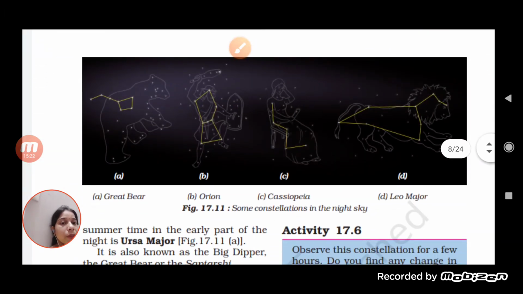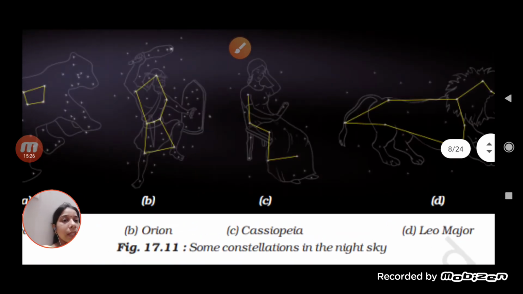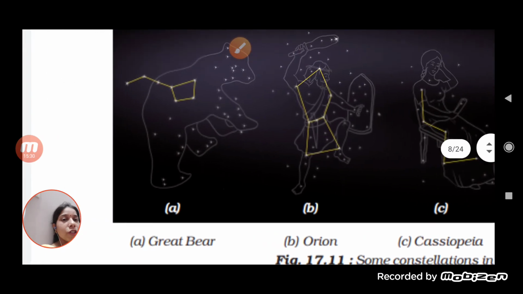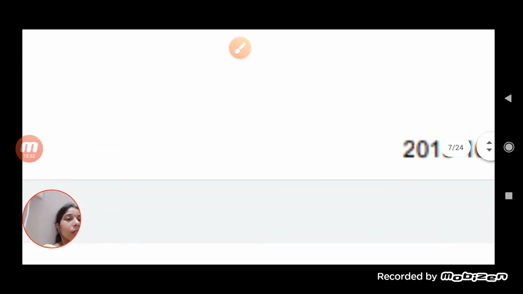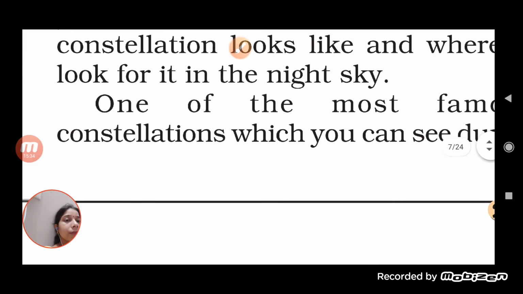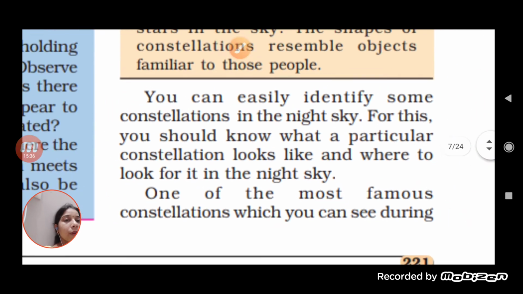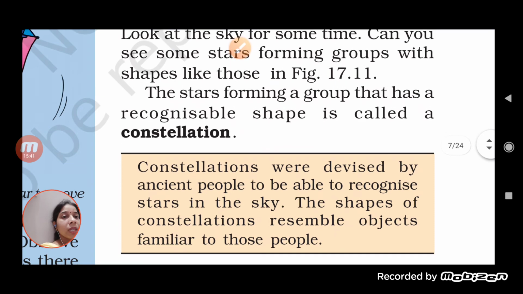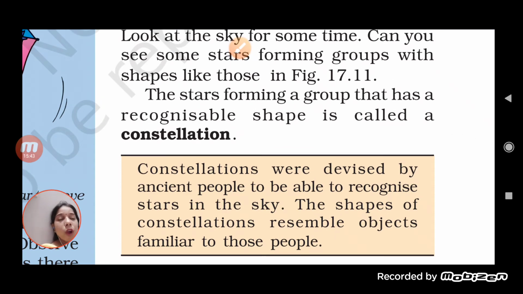That is 17.11, students. You can see here that the stars have made different shapes. So let us see what a constellation is. The stars that form a group with a recognizable shape are known as a constellation.